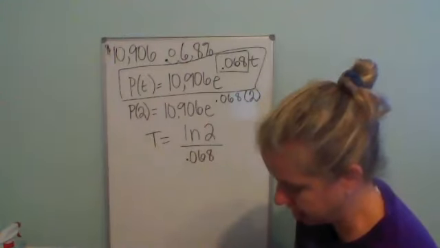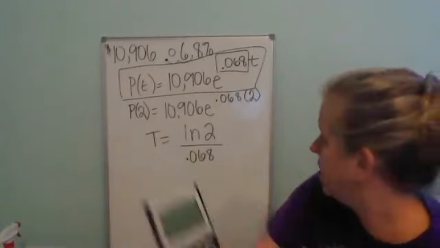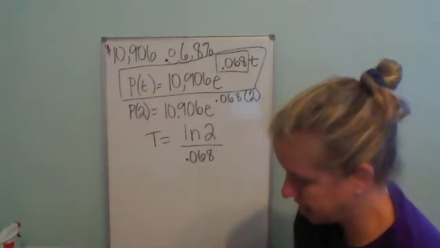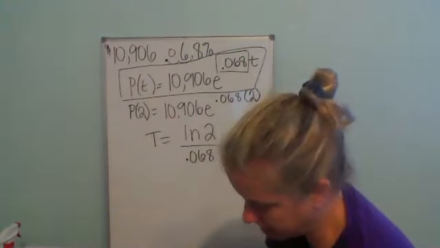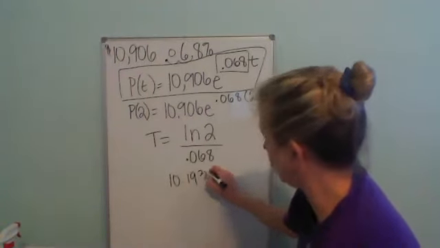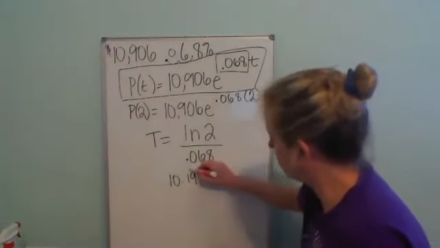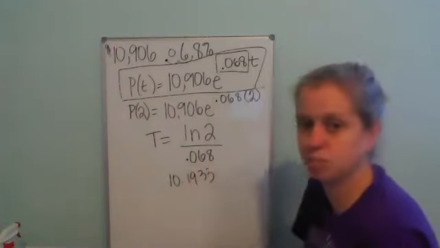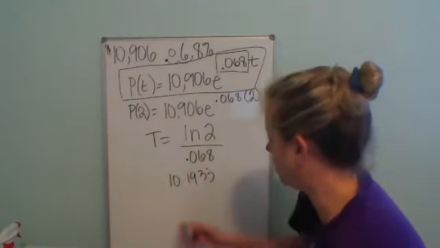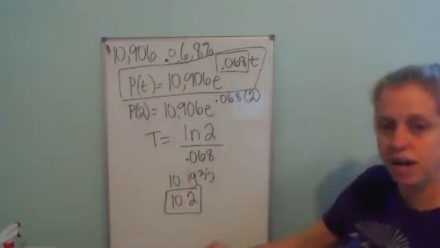So let's see, ln2, again, close your parentheses after the 2, and then divide it by 0.068 and hit enter, and it shows me 10.1933, and it wants me to round it to 1 decimal. So again, it wants me to stop after 1 decimal place. So let's see, this 9 will round that 1 up to a 2. So it'll take 10.2 years for your money to double.